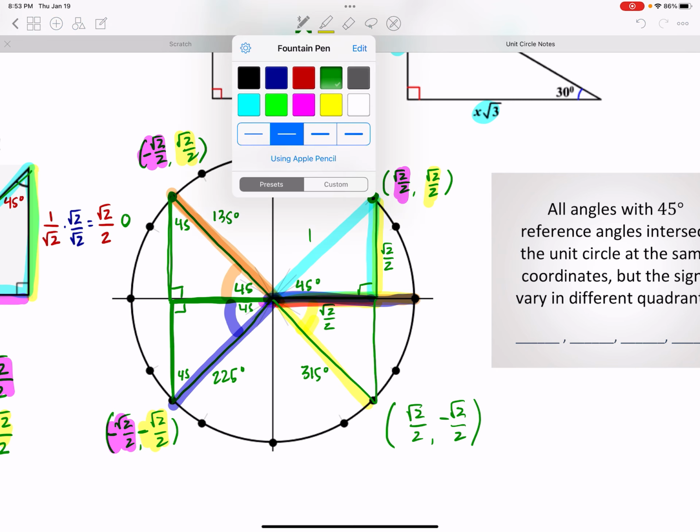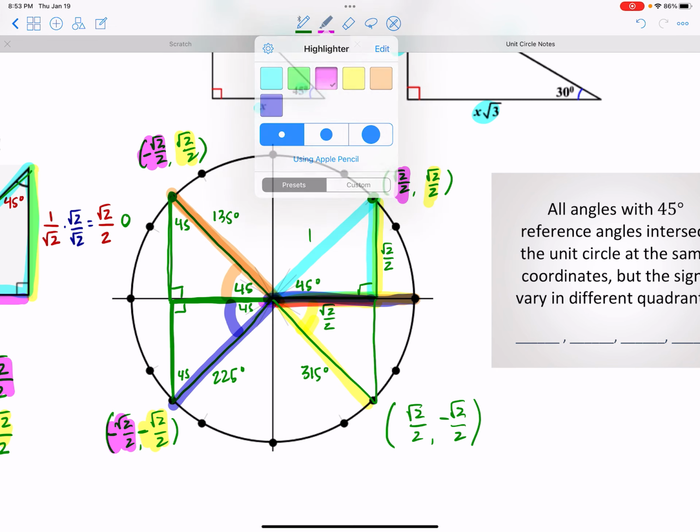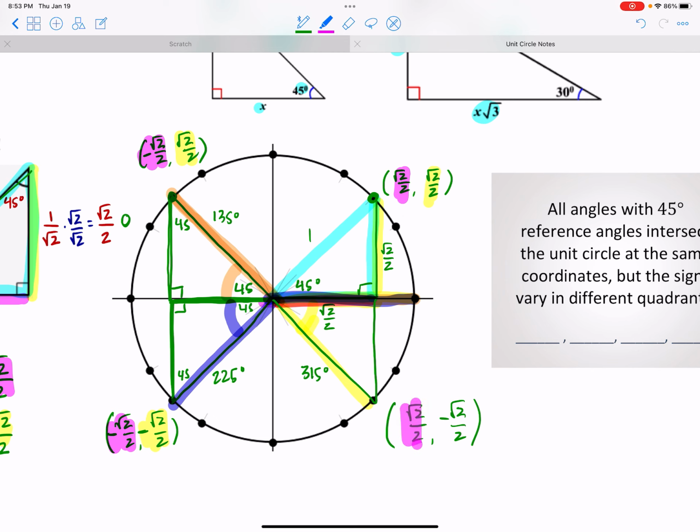And again, what I can see with these coordinates is that the cosine for that 315 degree angle is radical 2 over 2, and the sine for that 315 degree angle is negative radical 2 over 2. Okay, so that one triangle gave us all of this information.